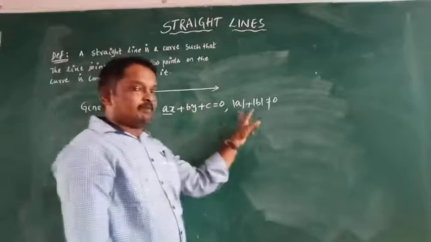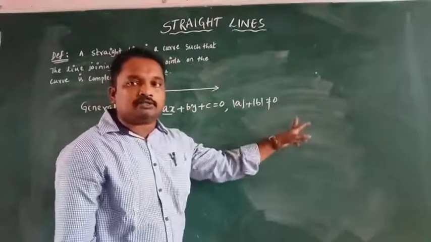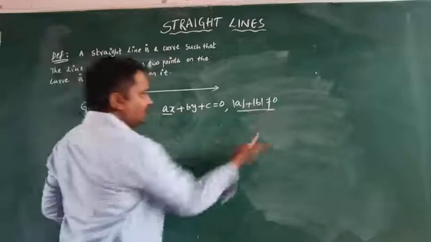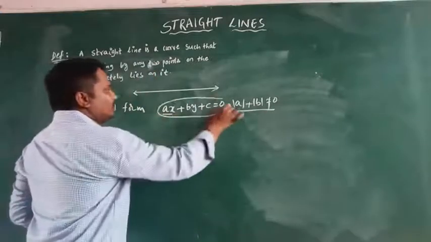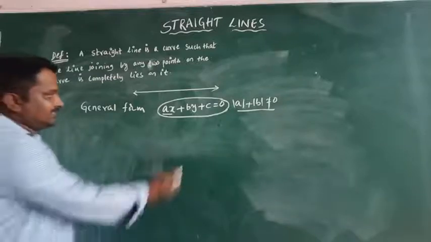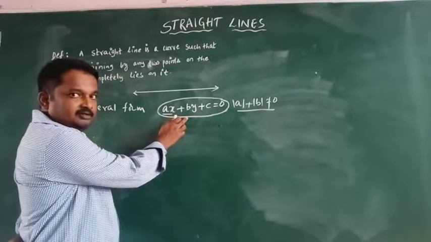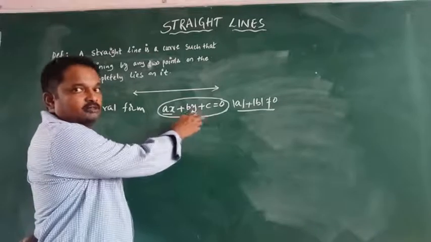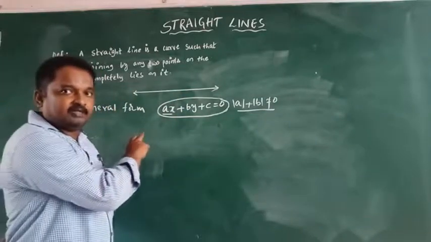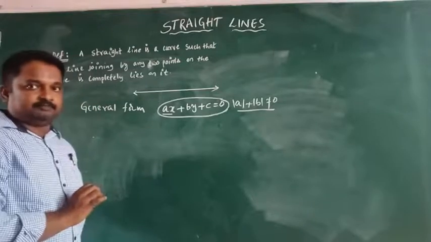So mod a plus mod b not equals to 0 is the general condition for the straight line. It is the general form of a straight line. In general it is a linear equation in two variables. So a straight line represents a linear equation.